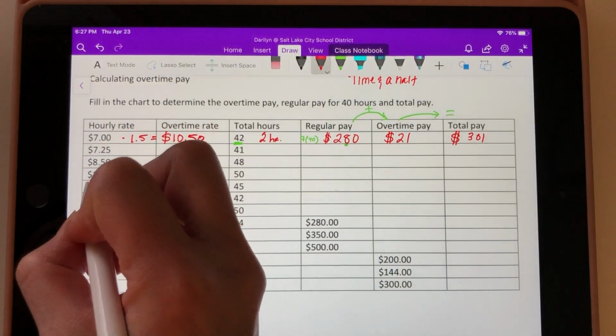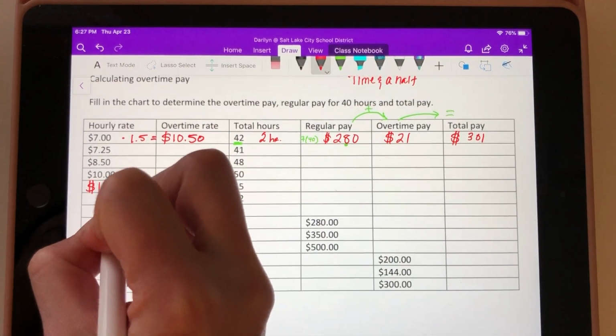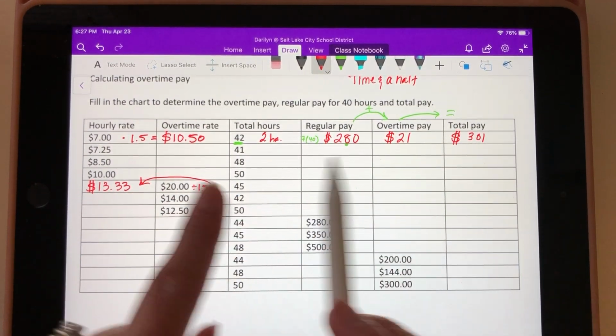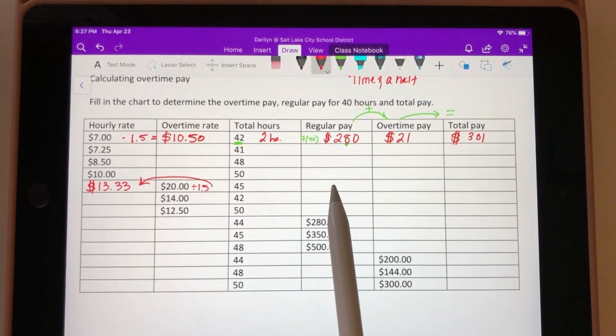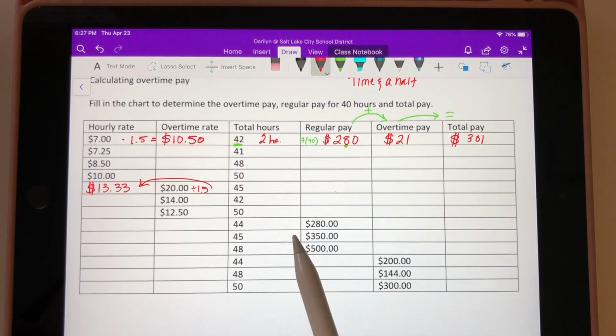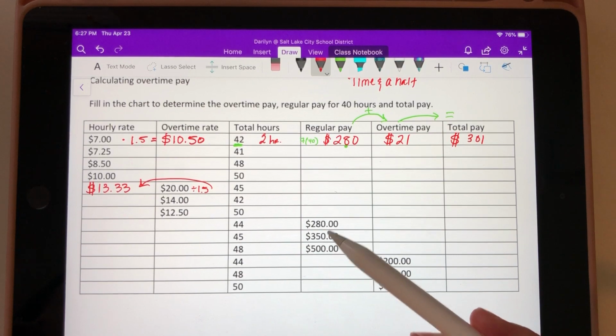So that says $13.33 is your hourly rate. Now that you have that, you do the same process as above in figuring out your regular pay, overtime pay, and total pay. Now let's move down to these 3 because that's a whole new ballpark.